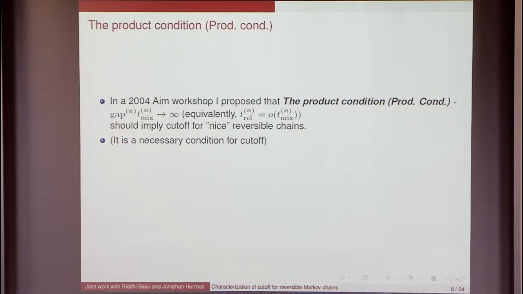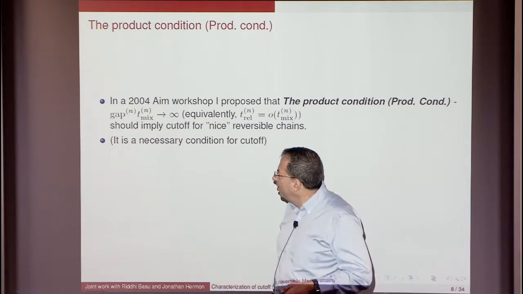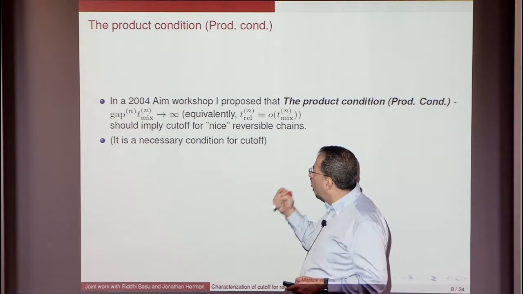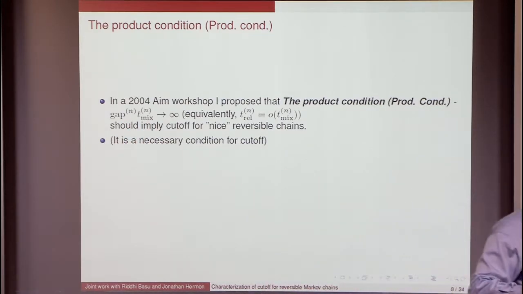Here's one condition which is easy to see is necessary for cutoff. The relaxation time should be little o of the mixing time, or equivalently, the spectral gap times the mixing time should go to infinity. It's easy to see that if this fails, you cannot have cutoff. If the relaxation time and mixing time are the same order, then there's no cutoff. This is, for instance, what happens in the cycle. Both are order n squared.